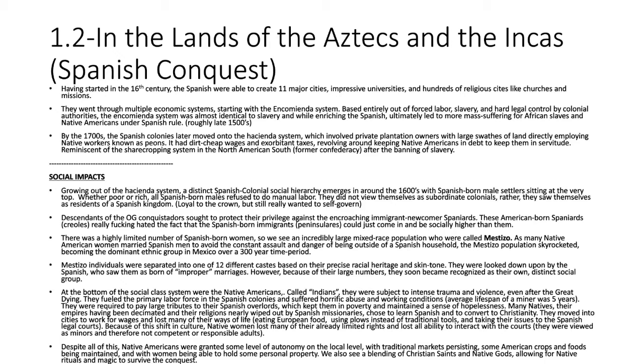We do actually see cultural blending of Christian saints and native gods, which to me is really interesting and something that I hadn't heard of before, and I might go over it more for the lecture for the hell of it, like the pre-test lecture. But we do see some cultural diffusion from Christianity into native religions, which do persist. And it allows for native rituals and magic to survive the conquest.